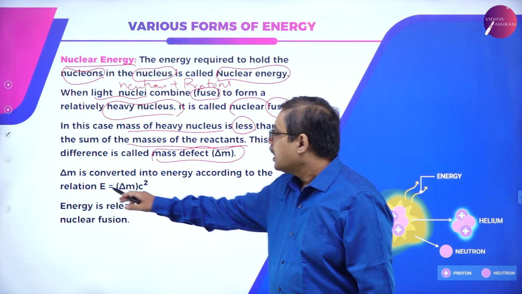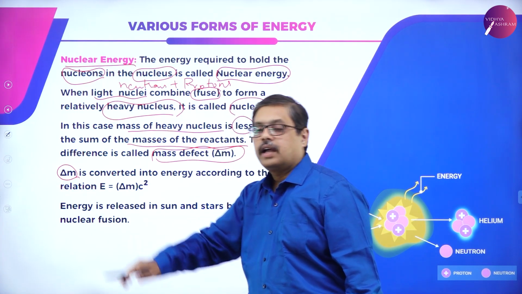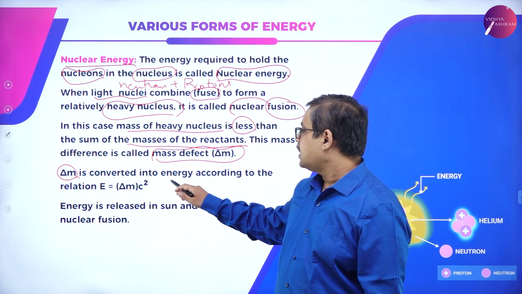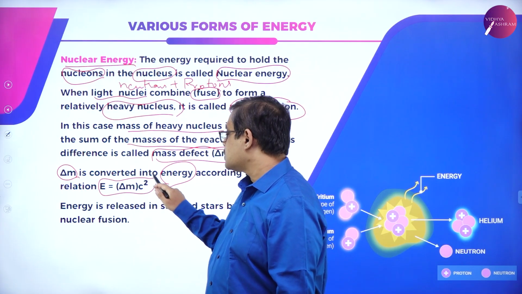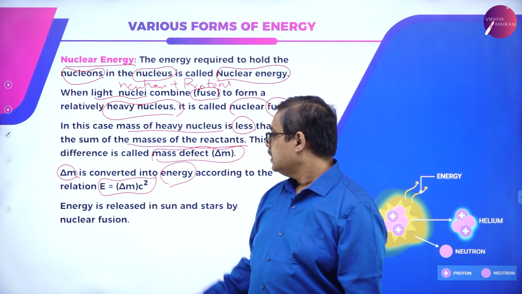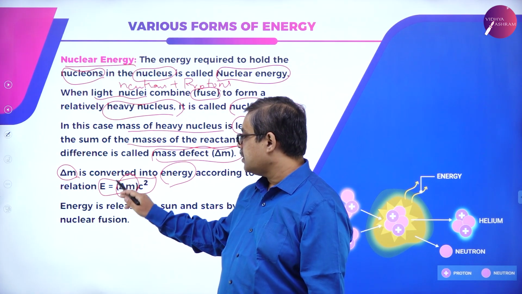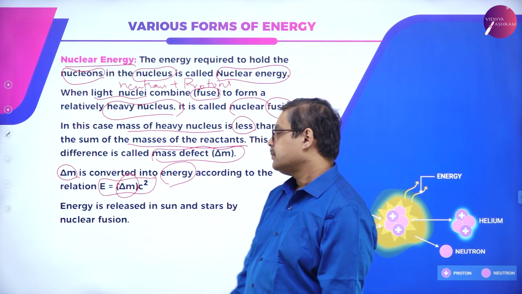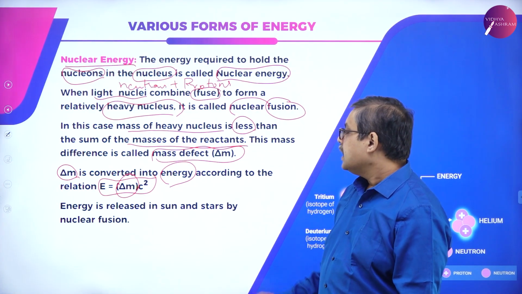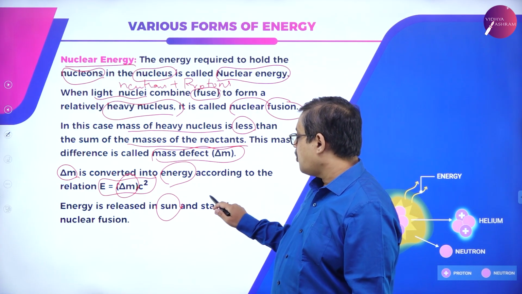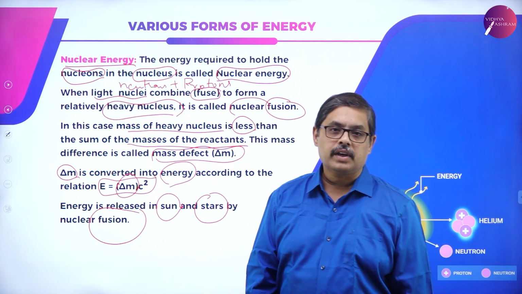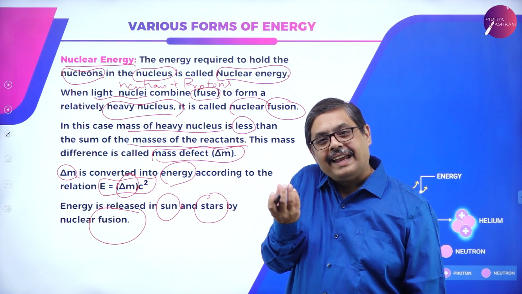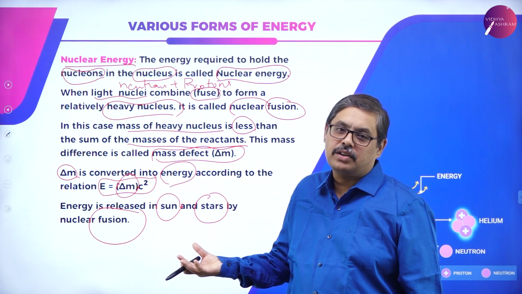This reduction in mass is converted into energy according to the famous Einstein's equation, E is equal to mc square. In this case, we have taken it as delta m because that loss is very small. Energy is released in the sun and all the stars by this fusion reaction. Combination of two lighter nuclei to form a larger nucleus.